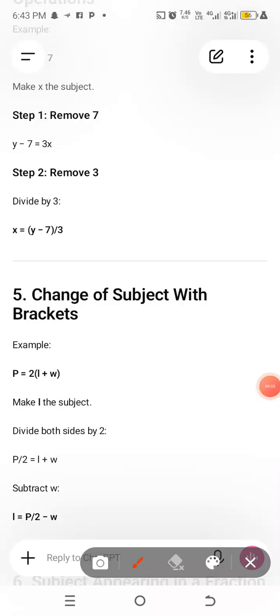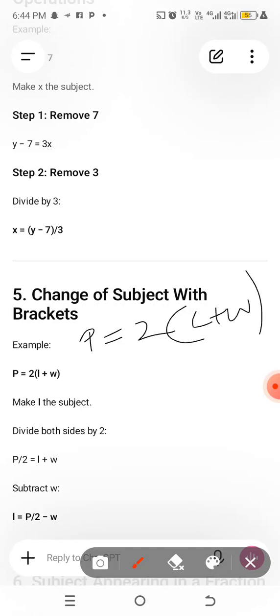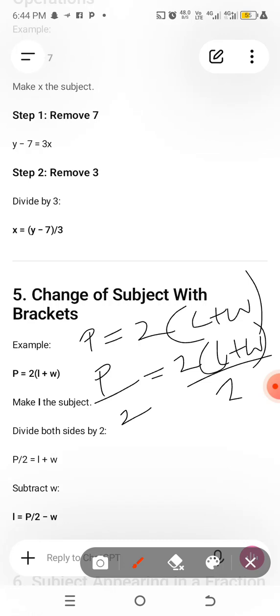Now, let's continue. Taking it again, we have P equal to 2 into L plus W. You don't even need to multiply everything out; what you just have to do is divide both sides by 2. So P over 2 equal to 2 into L plus W over 2. The 2 here cancels the 2 here. That will be P over 2 equal to L plus W.